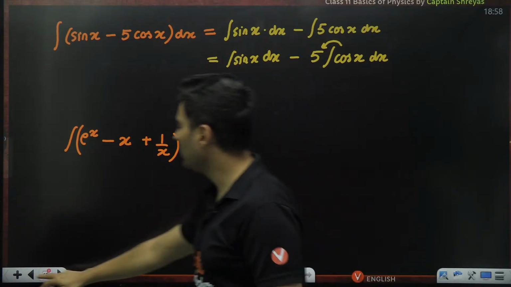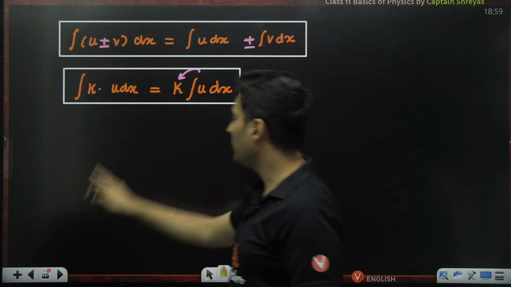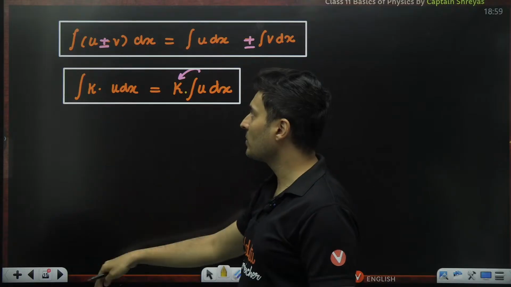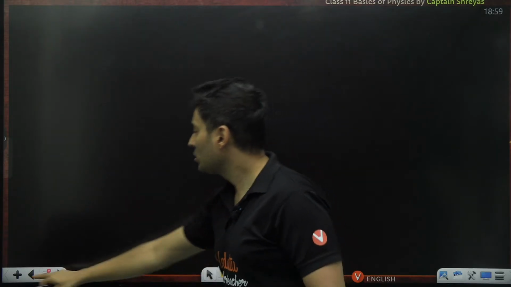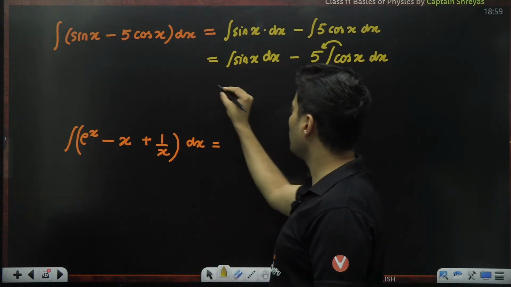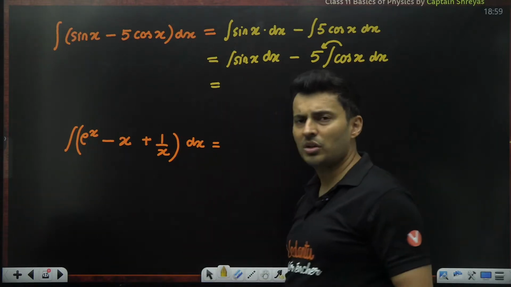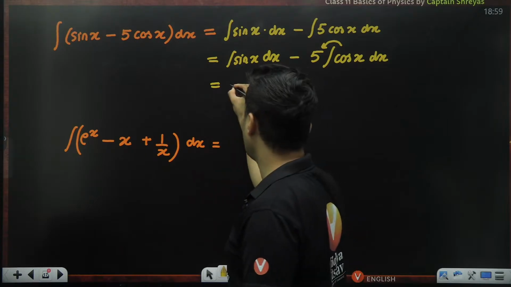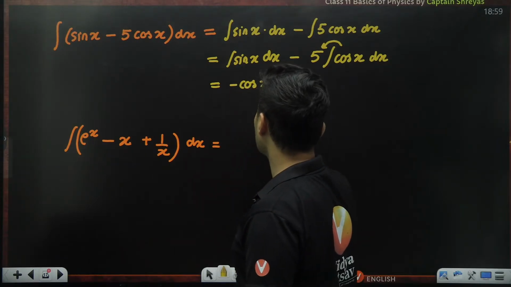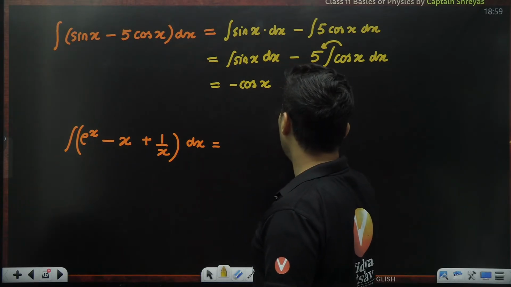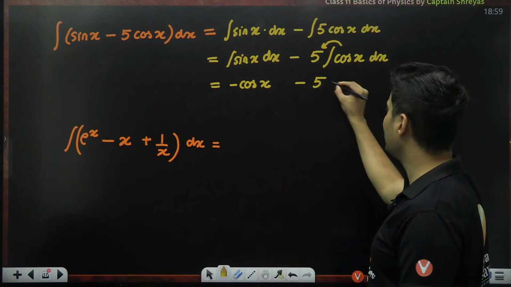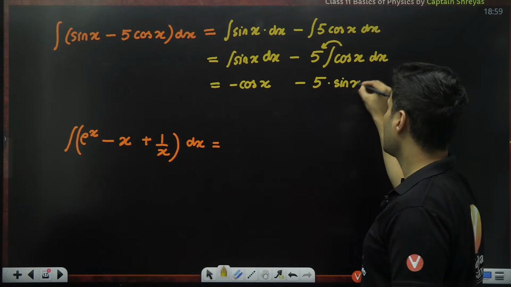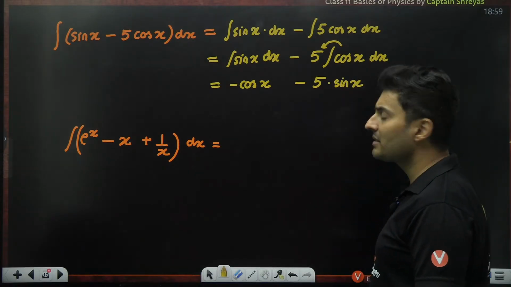That's it. I gave you that rule right over here. If there is a constant, that constant comes outside. And whenever it is plus minus, you can separate out those integrals. So let's separate them out, and the constant is also out. What is integration of sine of x? It is negative cos of x. Minus 5 is there. Cos of x's integration is basically just sine of x.